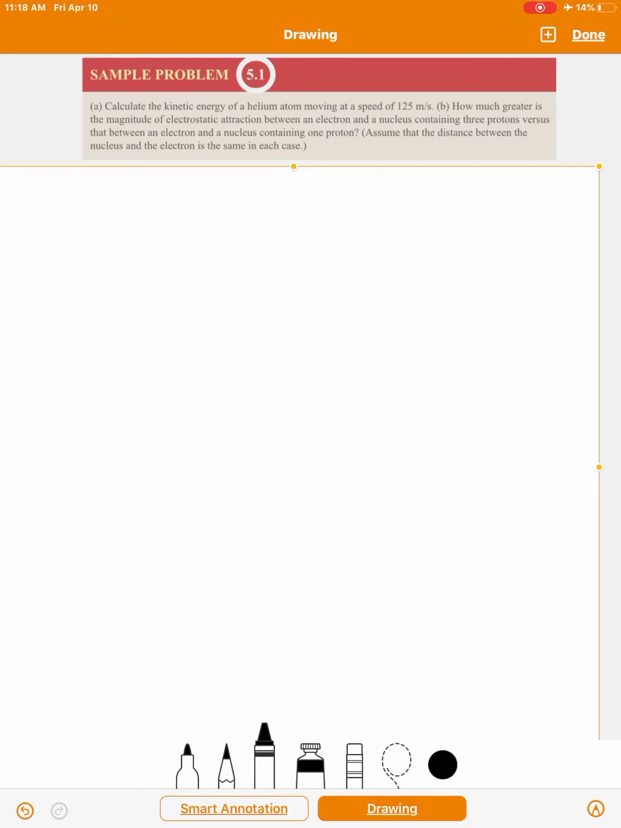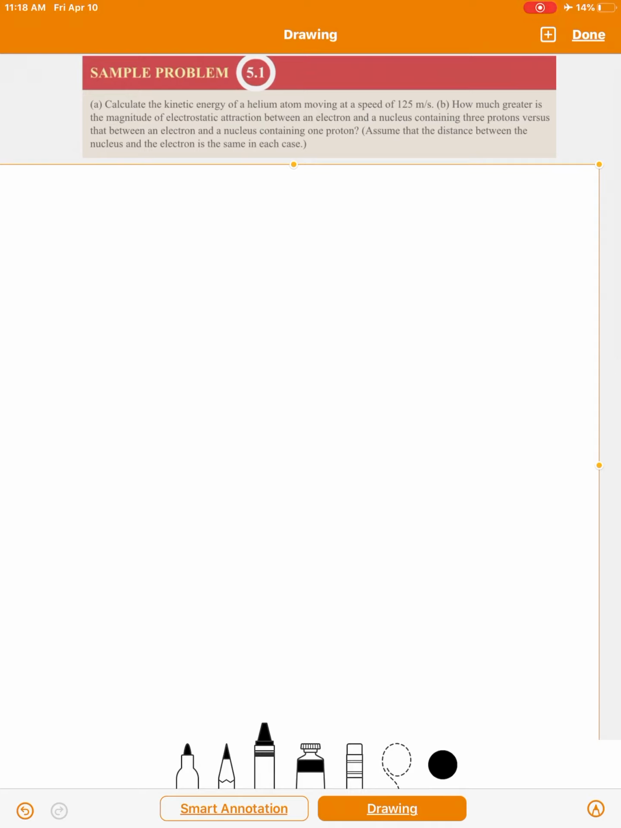Sample problem 5.1. A: Calculate the kinetic energy of a helium atom moving at a speed of 125 meters per second. B: How much greater is the magnitude of electrostatic attraction between an electron and a nucleus containing 3 protons versus that between an electron and a nucleus containing 1 proton? Assume the distance between the nucleus and the electron is the same in each case.